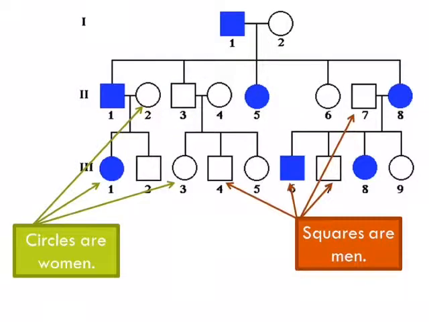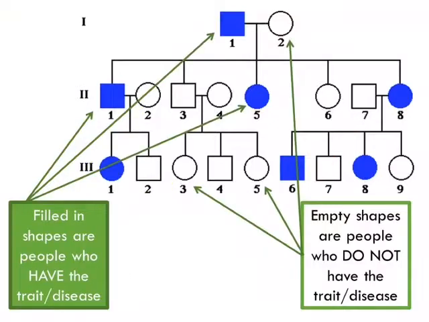The square shapes are representing males or men, and the circles are representing women. So in generation 1, person 1 is male, and person number 2 is female. Filled in shapes are people who have the trait or the disease, and empty shapes are people who do not have the trait or the disease. Remember that a pedigree would only be used to show a genetic disease being passed, not an infectious disease. So here, person number 3 is a male who has the disease. Person number 2 is a female who does not have the disease or trait.